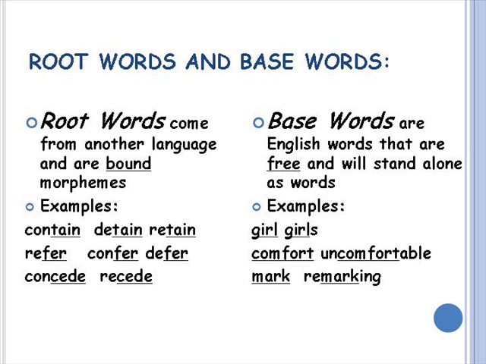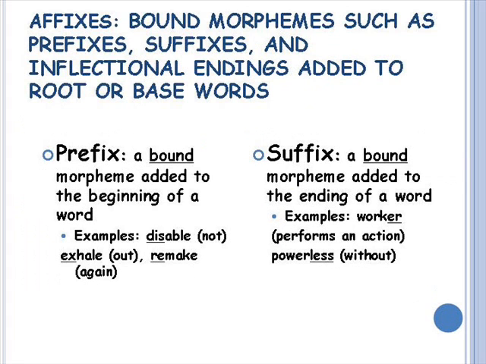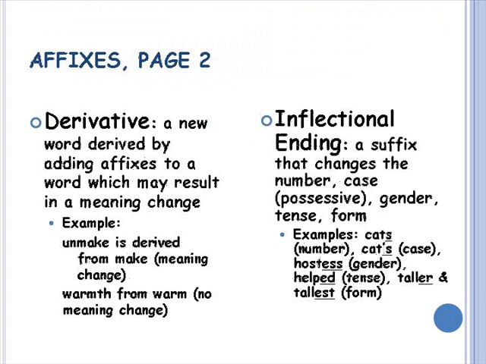Base words are English words that are free and will stand alone as words. Examples are girl, comfort, mark. A prefix is a bound morpheme added to the beginning of a word. Examples are shown here. A suffix is a bound morpheme added to the ending of a word. Examples are shown here. A derivative is a new word derived by adding affixes to a word, which may result in a meaning change. An inflectional ending is a suffix that changes the number, case, as in possessive, gender, tense, or form.